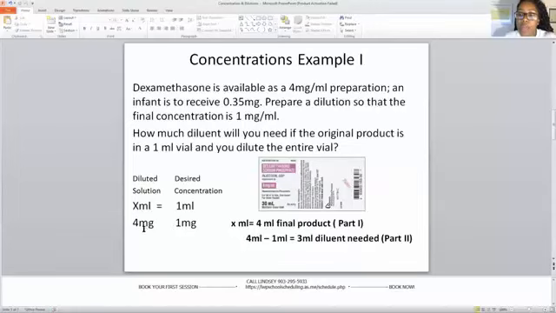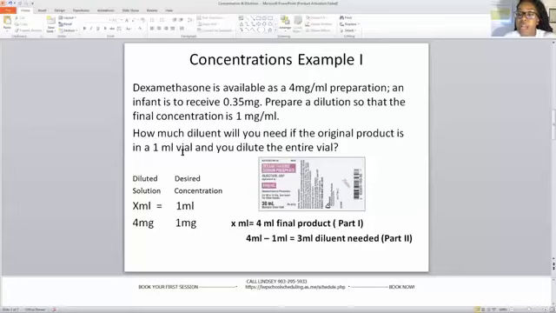And then we are going to go ahead and crisscross here and divide. We get X ml equals 4. 4 mLs minus 1 ml equals 3 ml. So there was actually a 2-part to this, okay? So the first part was to find out what is the final product, okay? So we did that because we were trying to find the final concentration, right?